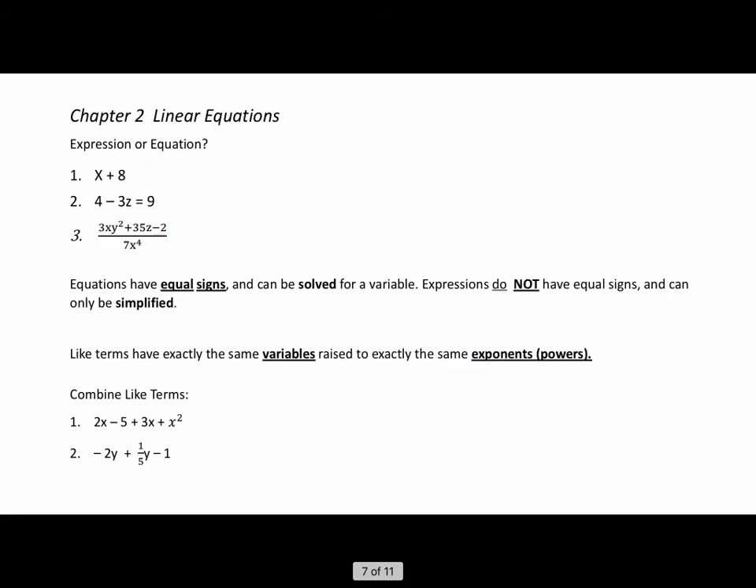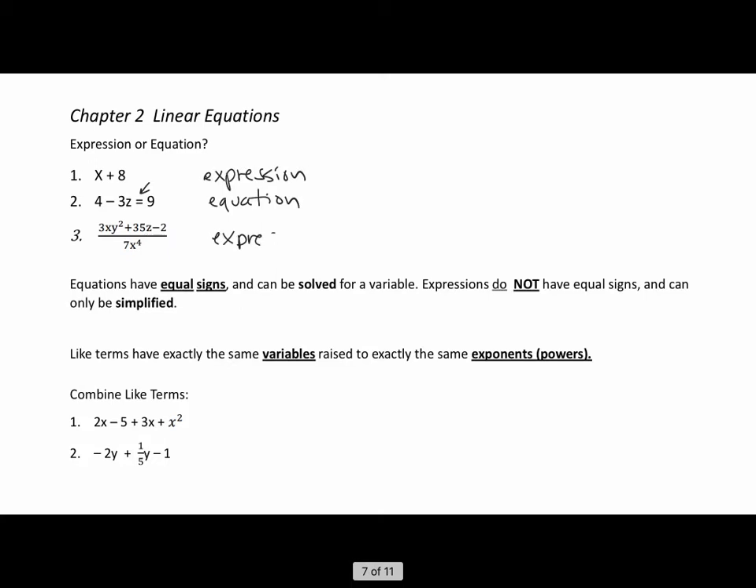In Chapter 2 of our textbook, this is all about linear equations. And so first we want to start with identifying what's an expression and what's an equation. So for number 1, x plus 8, that's an expression. How can I tell? There's no equal sign. For number 2, there's an equal sign, right? So that's an equation. And for number 3, there's no equal sign.